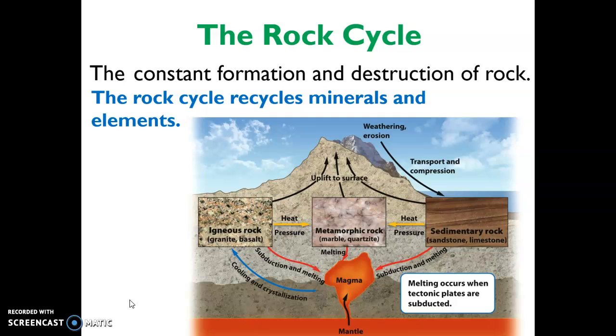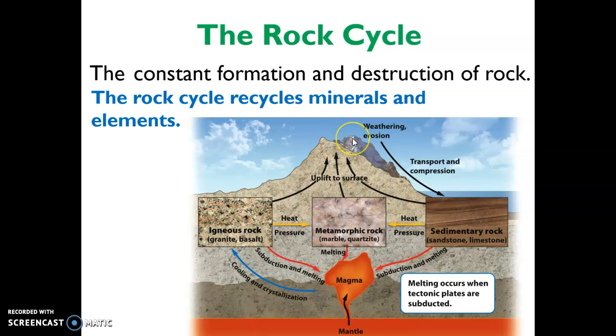Now that you know the three types of rock, the igneous, the metamorphic, and the sedimentary rock, let's take a look at how these rocks form along each of these arrows. So we have the magma rising up, cooling, and forming igneous rock, which has a particular crystalline structure. Igneous rock can be uplifted to the surface as plates collide. So can metamorphic rock or sedimentary rock.